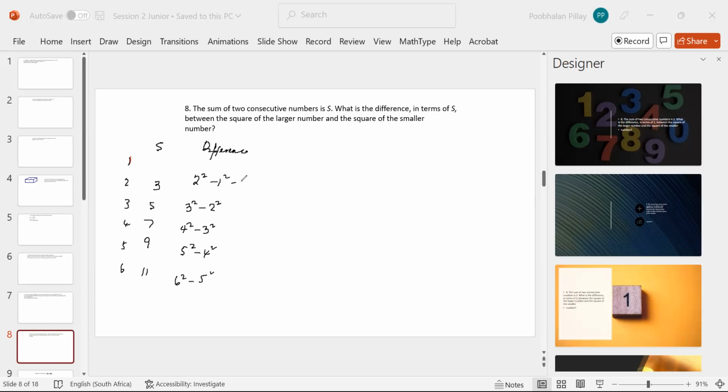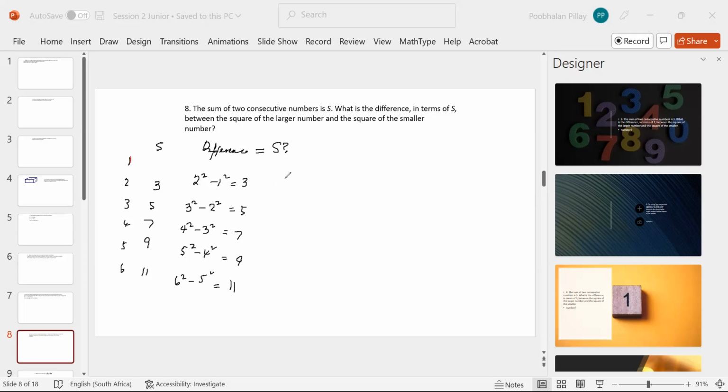When you calculate this, 4 minus 1 is 3. 9 minus 4 is 5. 16 minus 9 is 7. 25 minus 16 is 9. And 36 minus 25 is 11. And you see that these numbers are exactly the same. 7, 7. So it seems that the difference is exactly the same as S. Because we've got the same number. And that's quite strange. Right. So they say, what is the difference in terms of S?